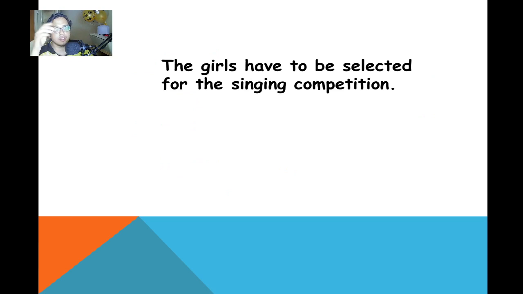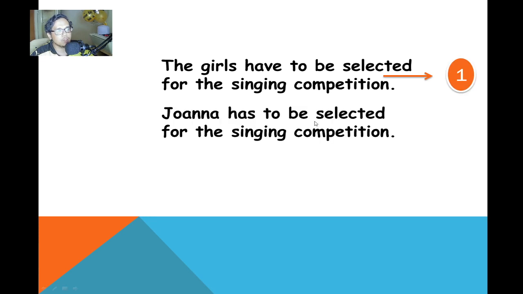Alright, the last one. This one is a little bit different. The girls have to be selected for the singing competition. Sentence number one. Joanna has to be selected for the singing competition. Now, as you can see from sentence 1 and sentence 2, the subject here is not the same. And then here is "have", here is "has". Again, not the same. But "to be selected for the singing competition" is the same. So of course, for the first sentence, this one, we no need.